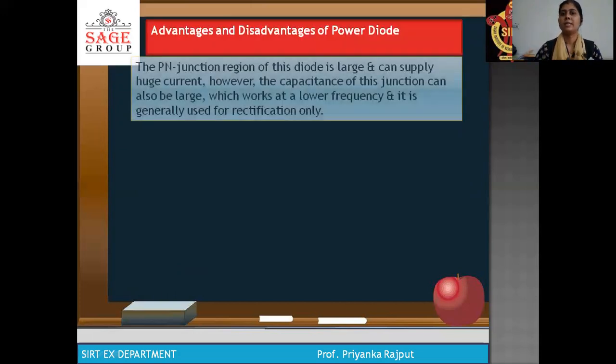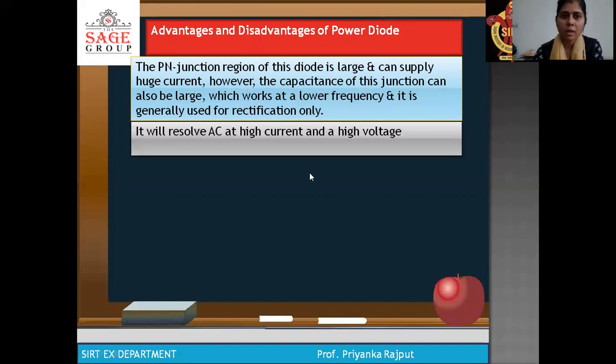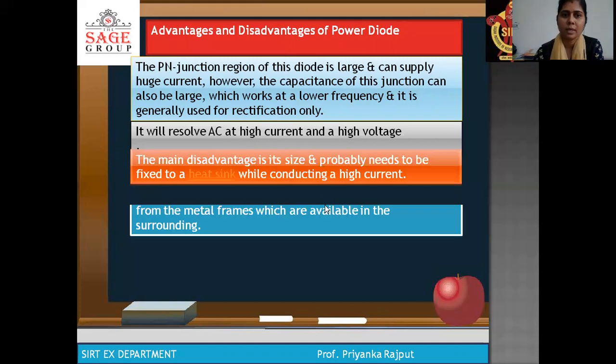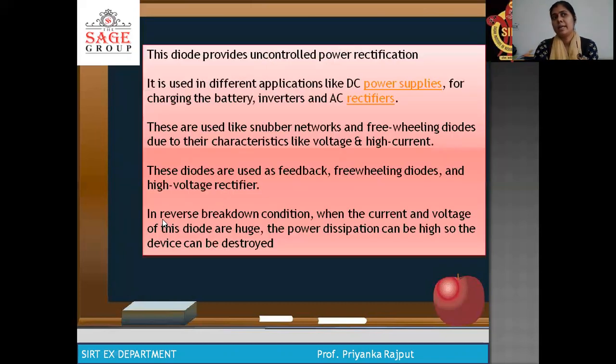Now, advantages and disadvantages of power diodes. The PN junction region of this diode is large and can supply high current. However, the capacitance of this junction can also be large, so it works at a lower frequency and is generally used for rectification only. It can rectify AC at high current and high voltage. The main disadvantages of the power diode are its size, and that it always requires insulation because of the high current.